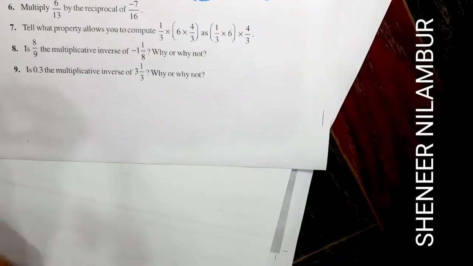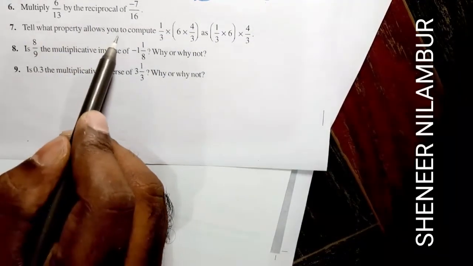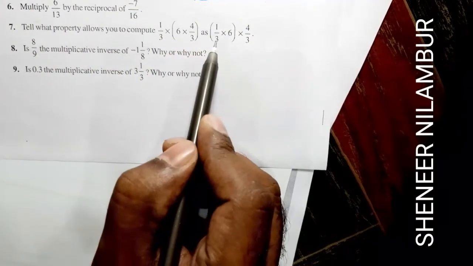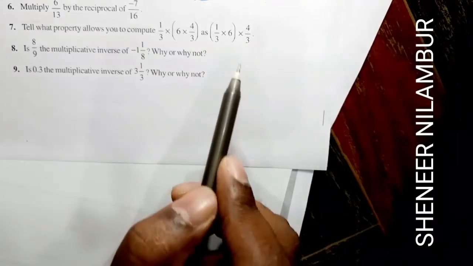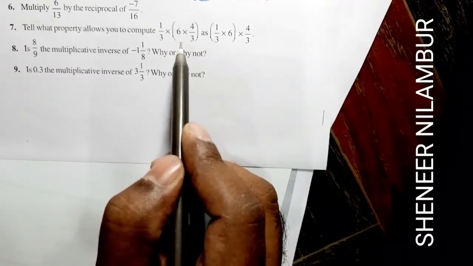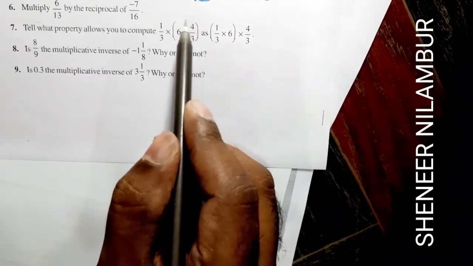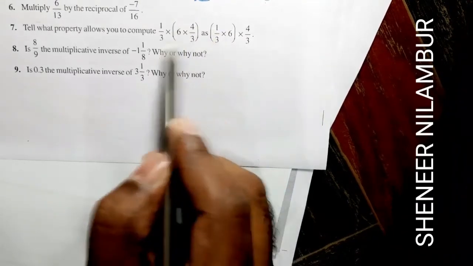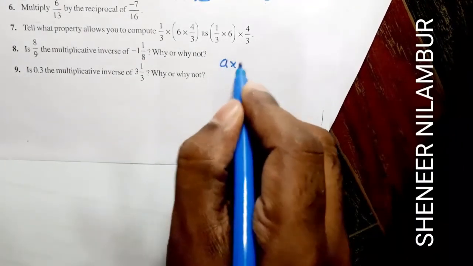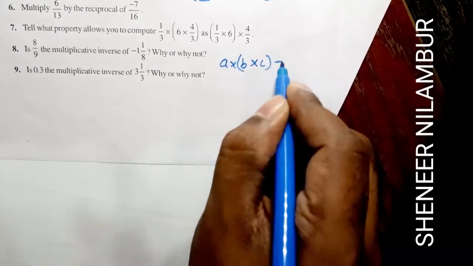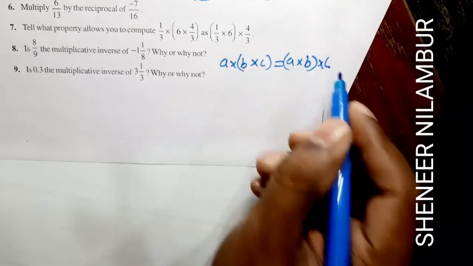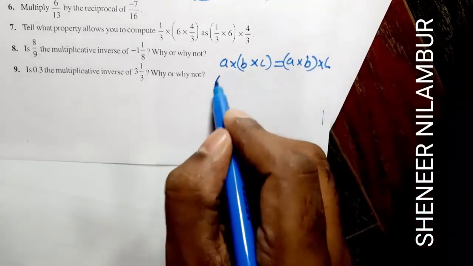Now we can go to the 7th question. Tell what property allows you to compute 1 by 3 into 6 into 4 by 3 as 1 by 3 into 6 into 4 by 3, with the bracket moved. Here what we changed: the bracket is done at first, so we changed it so that the first two are done first. This shifting is which property? We can see that A into B into C is equal to A into B into C. This property is known as associative property.